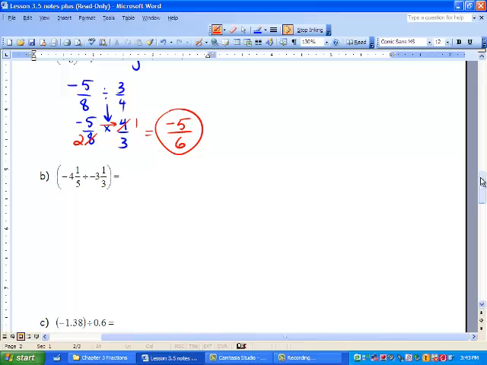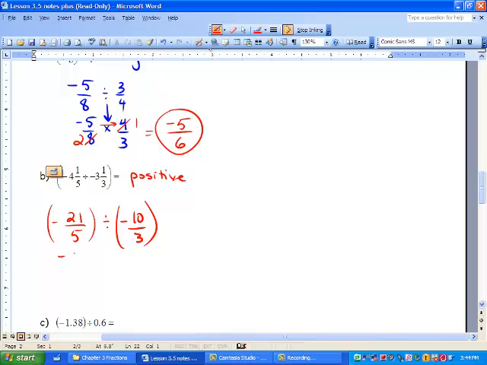We have negative 4 and 1/5 divided by negative 3 and 1/3. Two negatives make a positive. And we're going to get these into improper fractions by going 4 times 5 is 20 plus 1, so we get 21 over 5, and that's negative. Then divided by, so 3 times 3 is 9, plus 1 is 10, and we get negative 10 over 3.